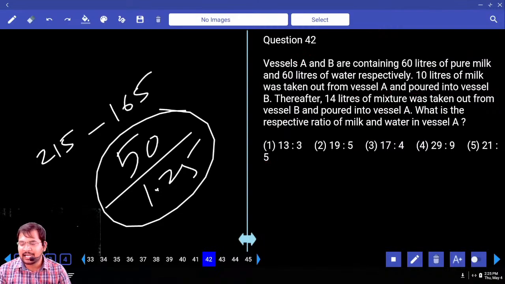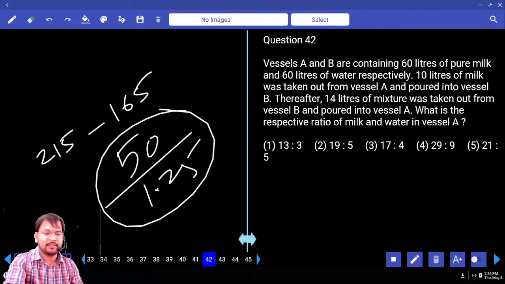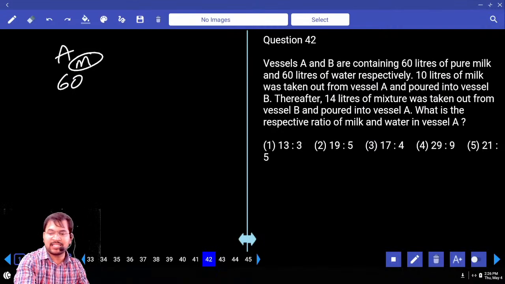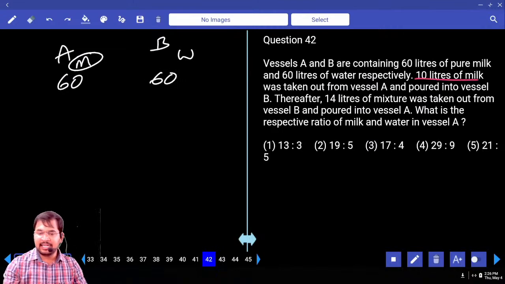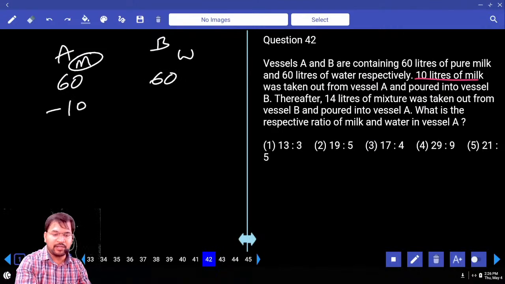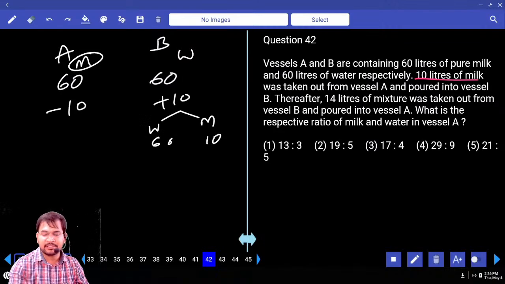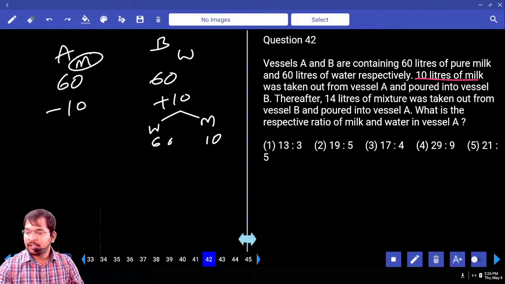Vessel A and B are containing 60 liters of pure milk and 60 liters of water respectively. 10 liters of pure milk was taken out from vessel A and poured into vessel B. Thereafter 14 liters of mixture was taken out from vessel B and poured into vessel A. What is the respective ratio of the milk and water in vessel A? So vessel A, pure milk is there, na? Vessel A, pure milk. Vessel B, pure water. Next, 10 liters of milk was taken from vessel A and you are going to add in vessel B. And in vessel B, water is 60, milk is 10.